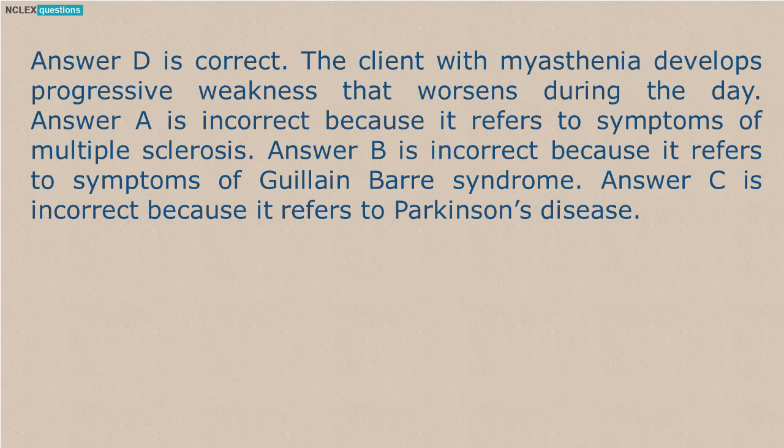Answer D is correct. The client with myasthenia develops progressive weakness that worsens during the day. Answer A is incorrect because it refers to symptoms of multiple sclerosis. Answer B is incorrect because it refers to symptoms of Guillain-Barré syndrome. Answer C is incorrect because it refers to Parkinson's disease.